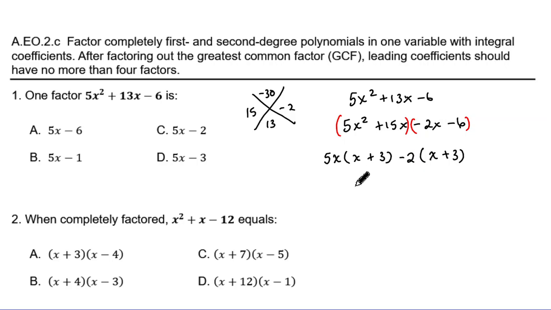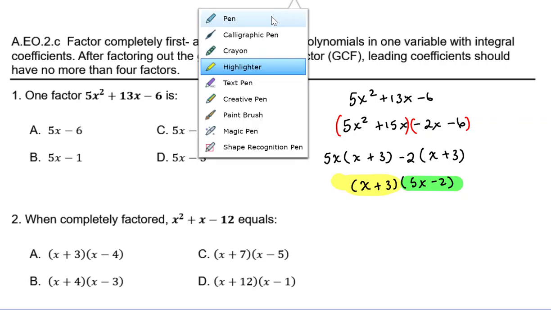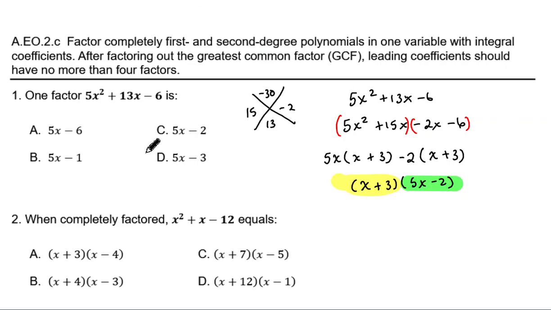All right, so I have my common factor, and then the remaining part is 5x minus 2. That's it. So basically this has two factors. Factor number 1 is x plus 3. Factor number 2 is 5x minus 2. Which one of these do you see? I see 5x minus 2. Okay, so that's how you would do it.